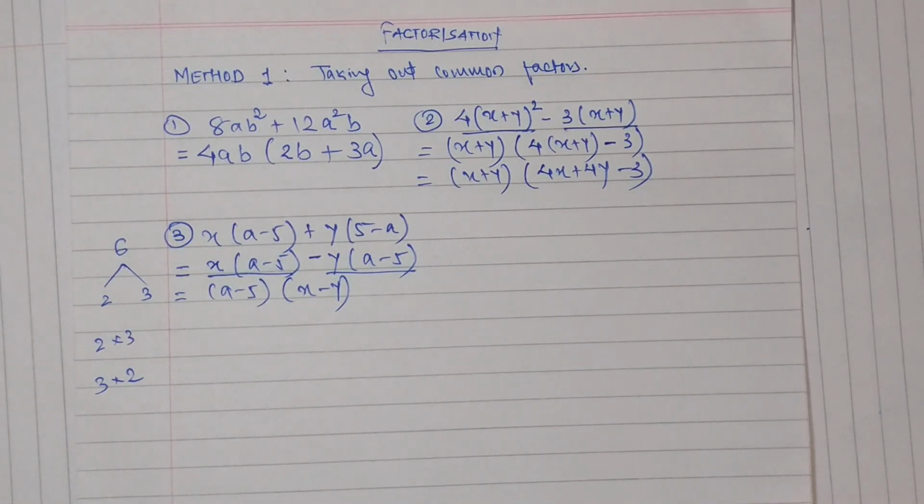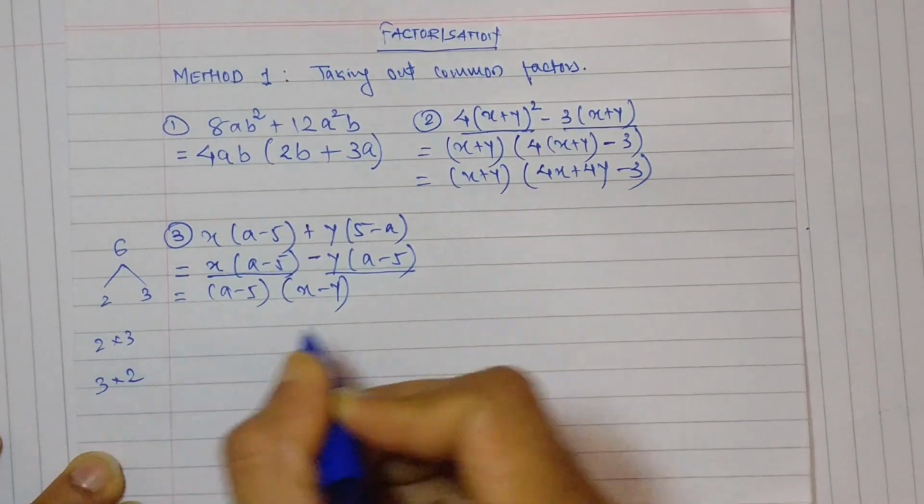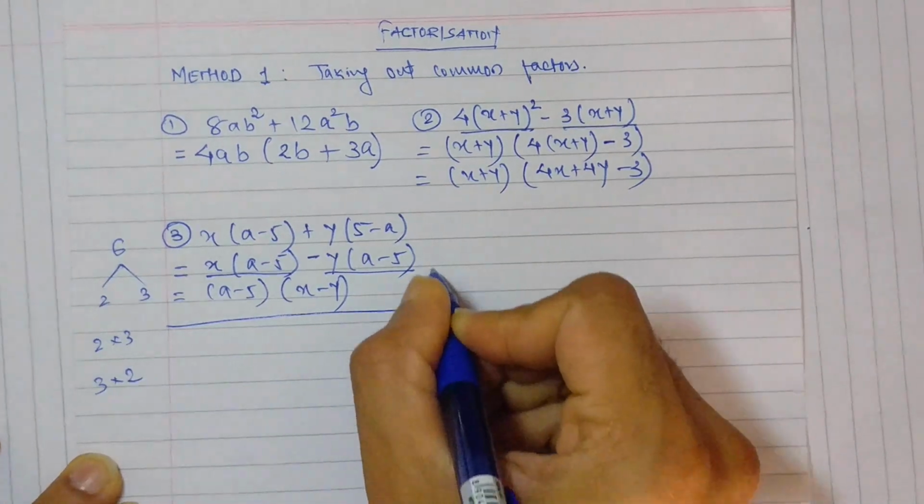So this was taking out common. Now the second method which I'm going to discuss, method 2. Let me write over here. We'll save some space.